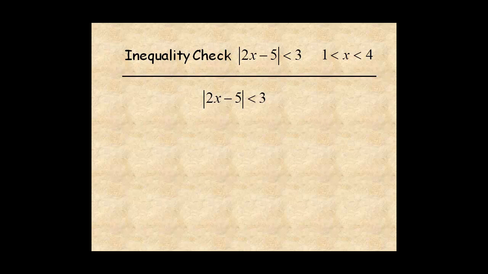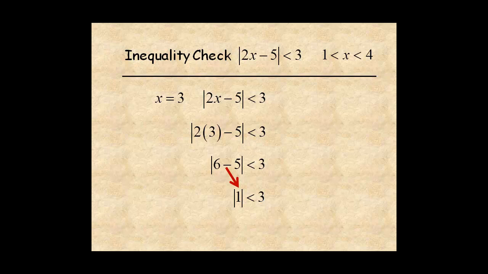You can also perform an inequality check. Since the solution is any value between 1 and 4, pick a convenient number between 1 and 4, like x equals 3. Substitute into the inequality for the absolute value of 2 times 3 minus 5, which is 6 minus 5, which is 1. Since the absolute value of 1 is 1, you have 1 is less than 3, and the inequality checks.